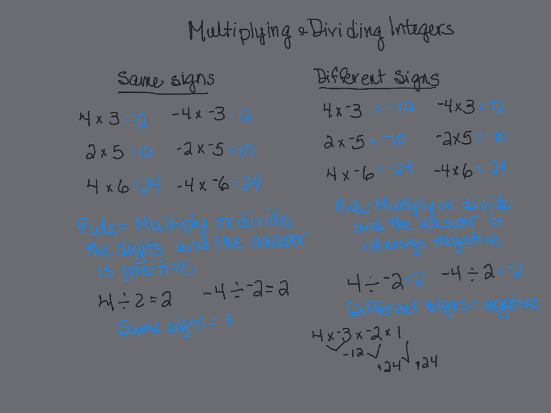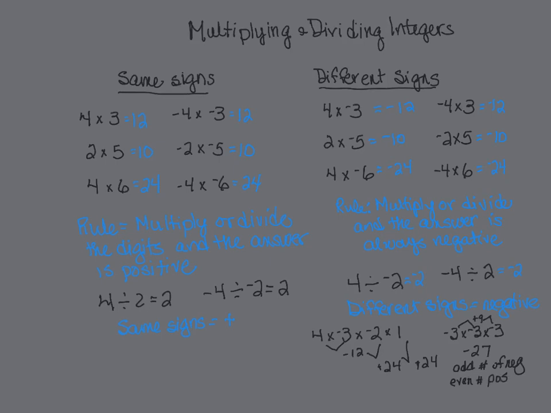If I have more than one negative, if I have negative 3 times negative 3 times negative 3, my answer is going to be negative 27. This would be positive, and then that positive answer would turn negative. Notice I have an odd number of negatives. If there's an odd number of negatives, the answer is always going to be negative. And an even number of negatives will be positive.